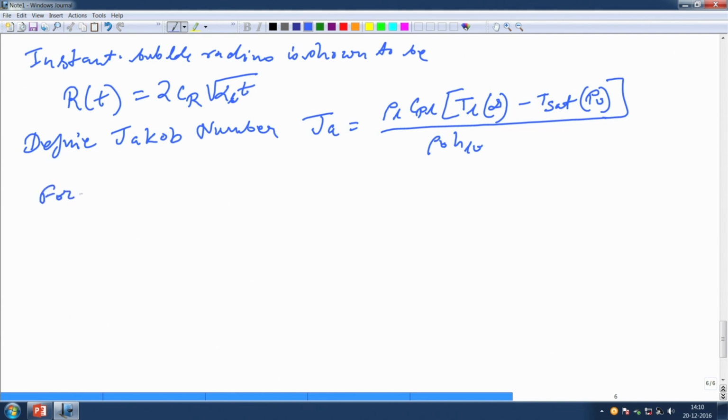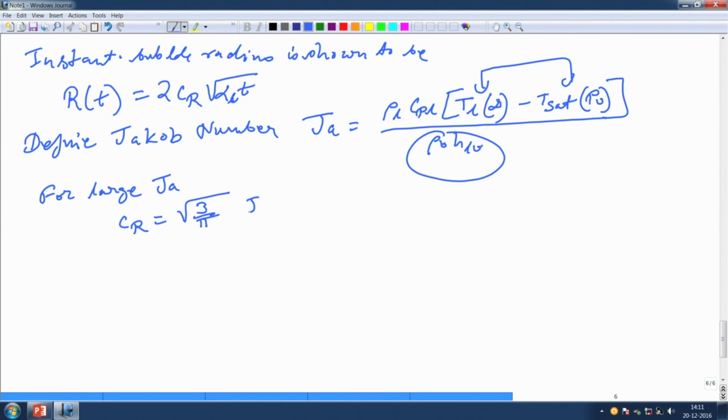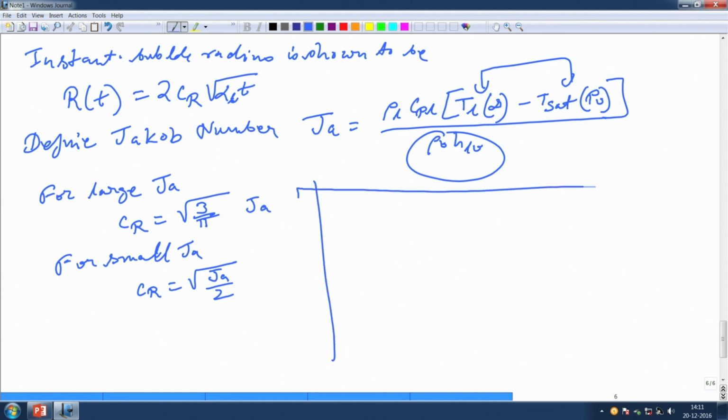Now, for large Jacob number, so you can see the Jacob number is basically the liquid minus the saturation temperature divided by whatever is the latent heat. So, it is basically that. For large Jacob number, CR is basically 3 pi into JA. For small JA, we have CR equal to JA by 2. So, therefore, there are two stages.